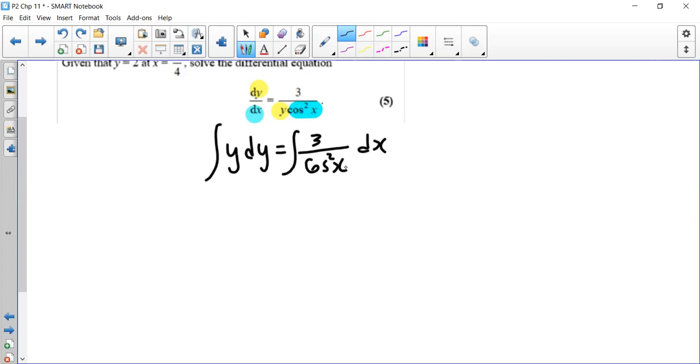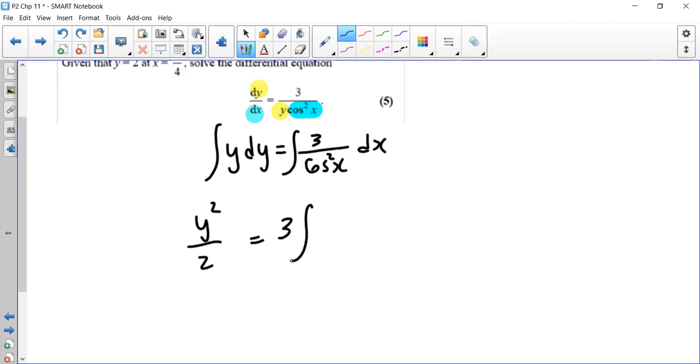Right, in here, to integrate y is simple. It's y squared over 2. On the right side, now how do we integrate 3 over cos squared x? First of all, I'll bring the 3 outside the integral. Take the 3 out. 1 over cos squared x. It's a fraction. However, when it comes to trigonometry, think about the formula booklet first.